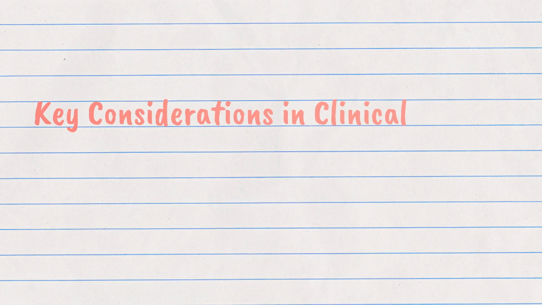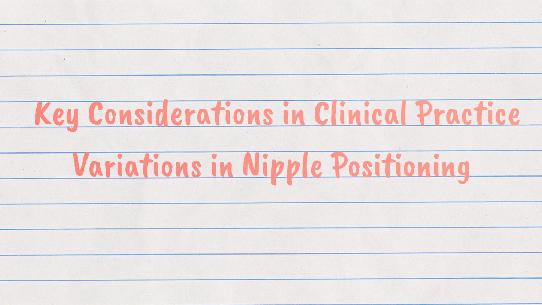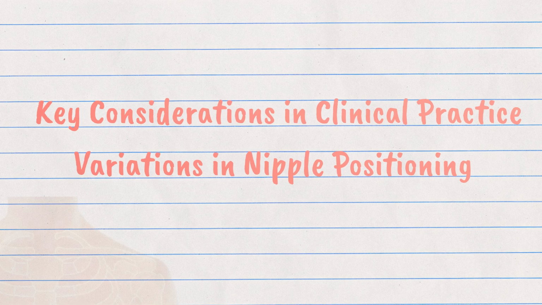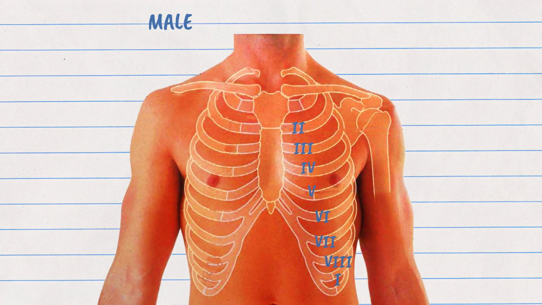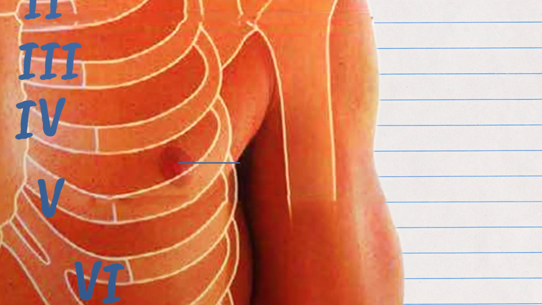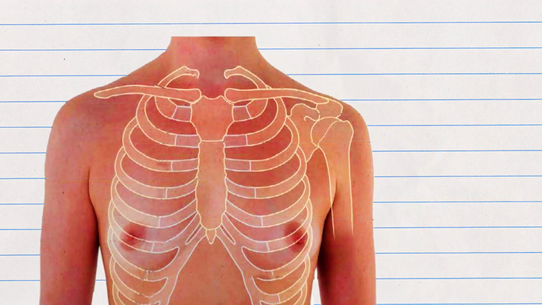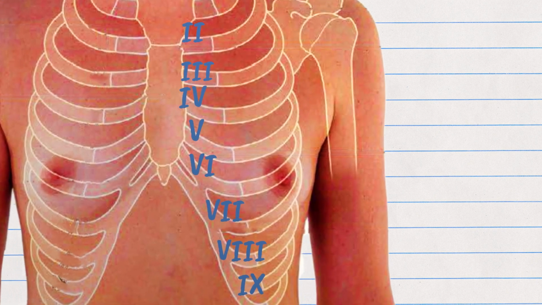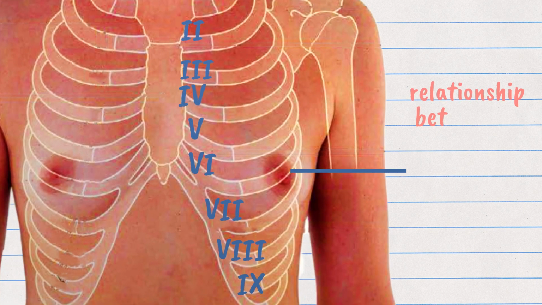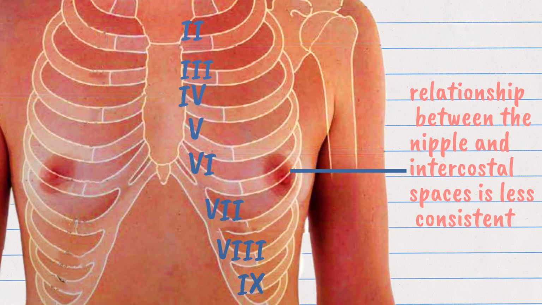Key considerations in clinical practice. Variations in nipple positioning. In men, the nipple is generally located in the fourth intercostal space, providing an additional point of reference. In women, the relationship between the nipple and intercostal spaces is less consistent, as breast size and asymmetry may alter its positioning.